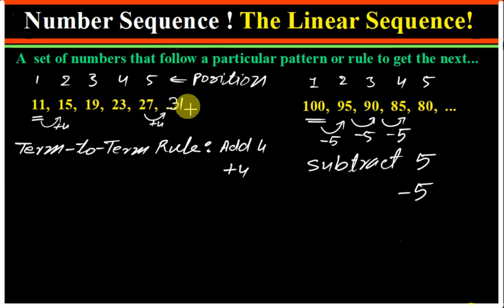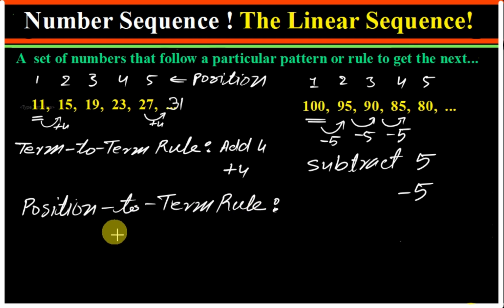The previous term is not given. If it is given, okay, if the 99th term is given, we can find the 100th term directly by adding 4. But here the 99th term is not given, it is asked directly to find the 100th term. Then how can we find it? For that, the position is given, that is 100. What will be the number at 100th position? So how to find out? For that we need the position to term rule. That is very important. Position to term rule.